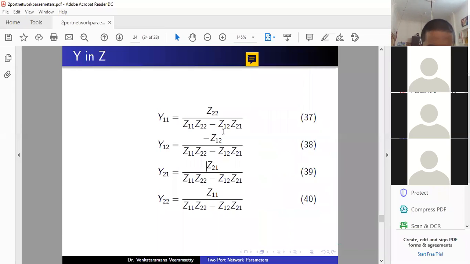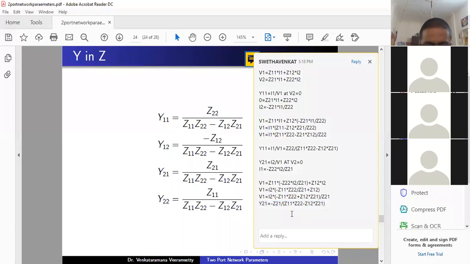Okay, so only there is a printing mistake in the slide. So the complete derivation is right, not an issue. Only here I require the minus sign. I forgot to keep the minus sign in the slide. So I will modify the slide later. But right now just remember it's minus Z21 by Z11 into Z22 minus Z12 into Z21.